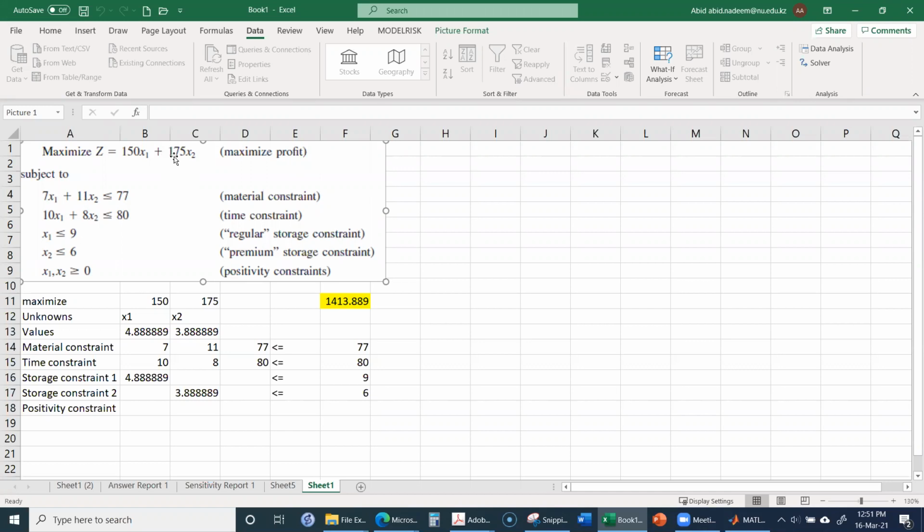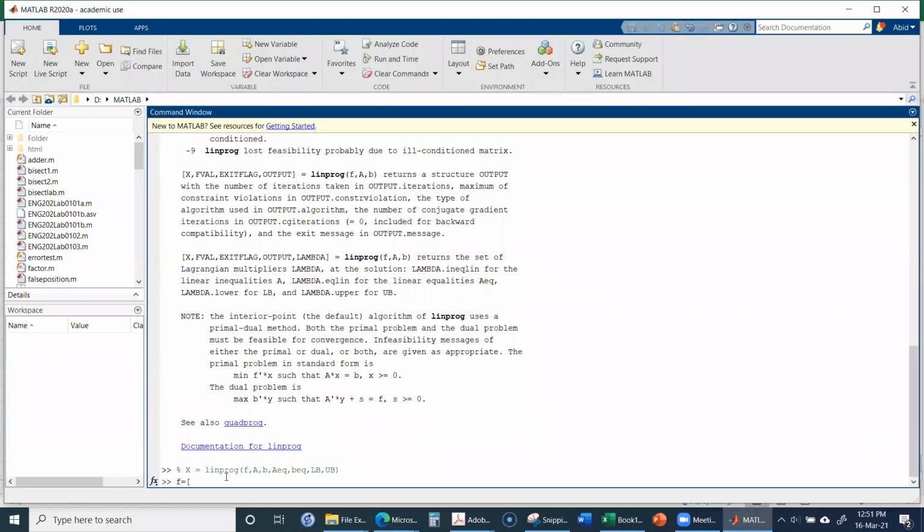Okay, so why? Because this linprog function in MATLAB by default calculates the minimum value of the problem, it minimizes the function. Here our problem is to maximize the function. So therefore we have to use the negative of that function, and in that way we will be finding the maximization of the function. So we will change the sign of f. So it will be minus 150 semicolon minus 175. So this will be a column vector, okay? Okay, so this is one variable.